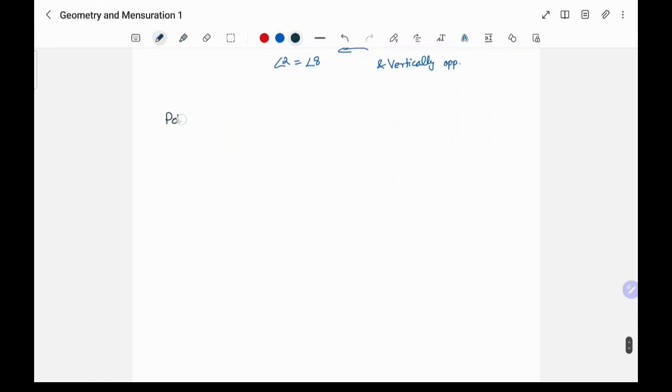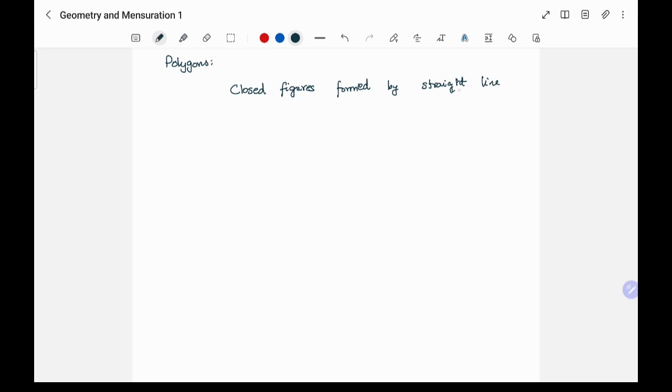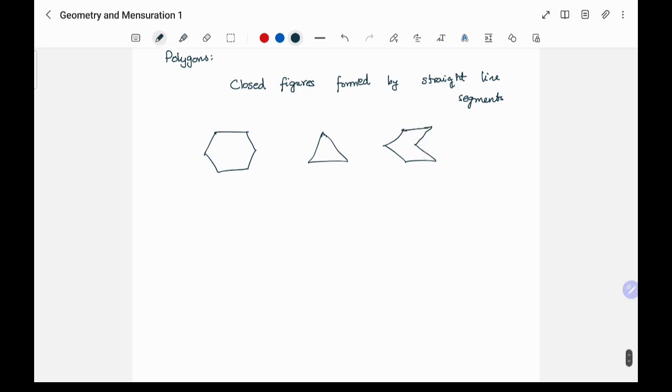Next we will see about polygons. Polygons are nothing but closed figures formed by straight lines, straight line segments. So let's say this is a polygon. So any closed figure is also a polygon. So this is also a polygon. Okay.